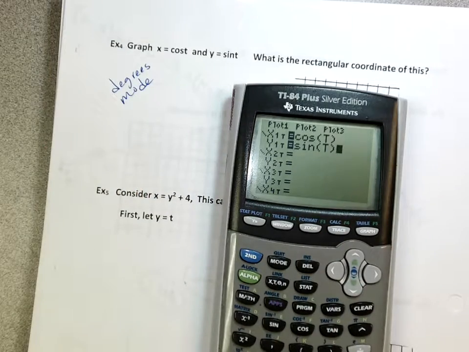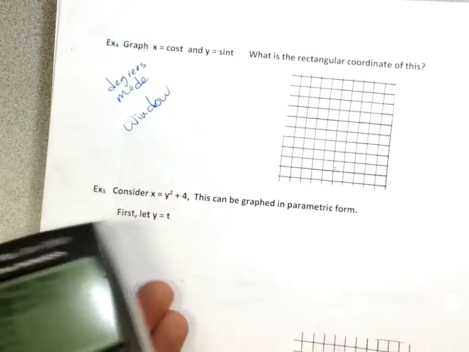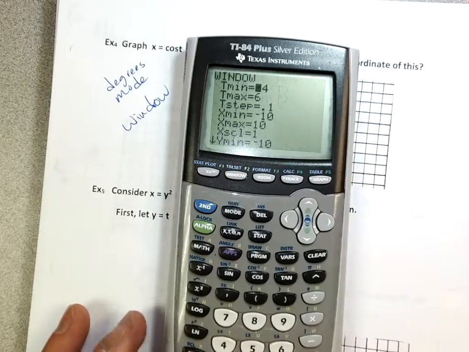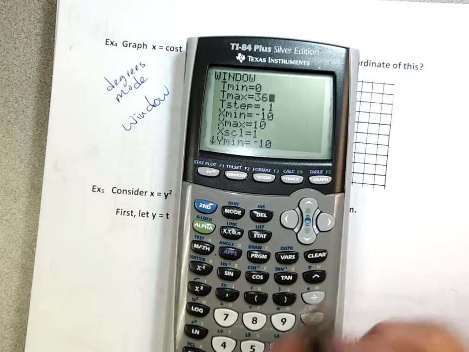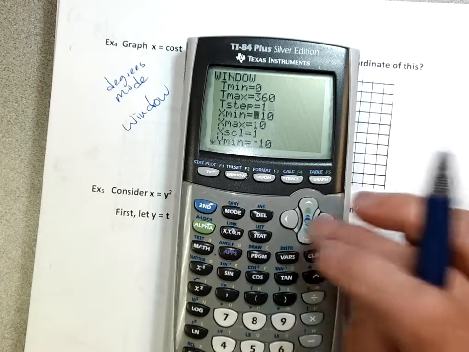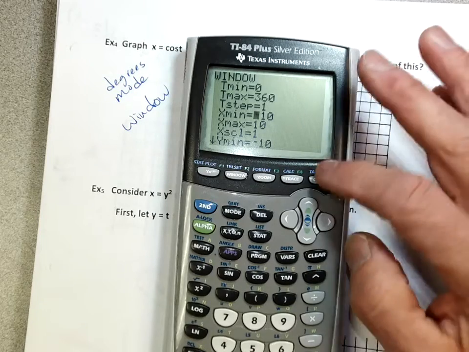All right, now, I always like to think about my window. Let's always think about our window. Now, if we're going to go degrees, let's go window. Okay. So, time. We're going to go all the way around a circle, aren't we? And you guys chose degrees, so let's go 0 to 360, okay? Steps by maybe 1. Negative 10 to 10 is probably going to work, okay? Probably. And 360 might be way too many seconds, but we'll check it out, okay? You guys ready to graph it?